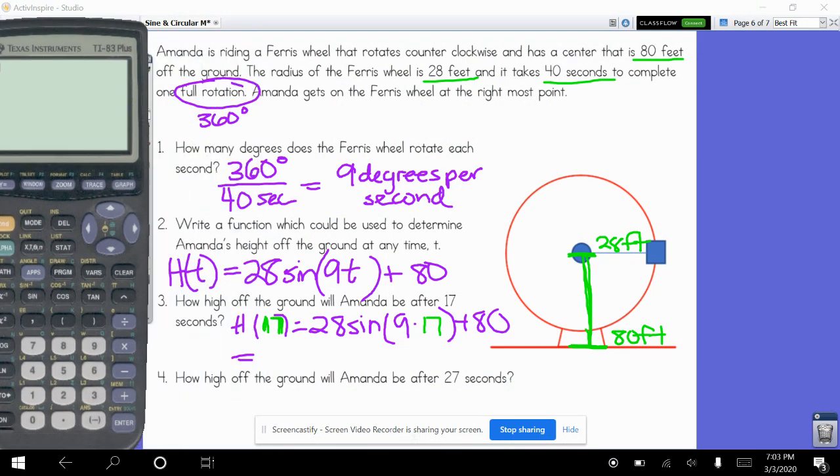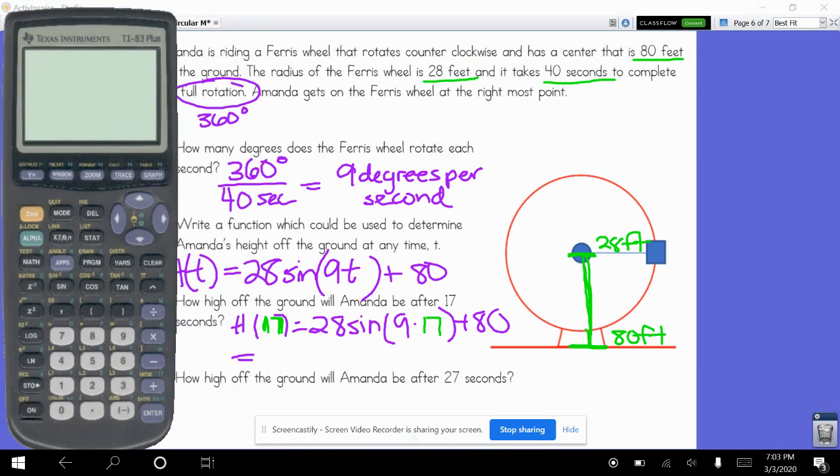So if I plug this into my calculator, 28 sine 9. Ooh, I almost forgot. I need to make sure I'm in degree mode. Let me go to my mode. Degree. All right, now I'm good.